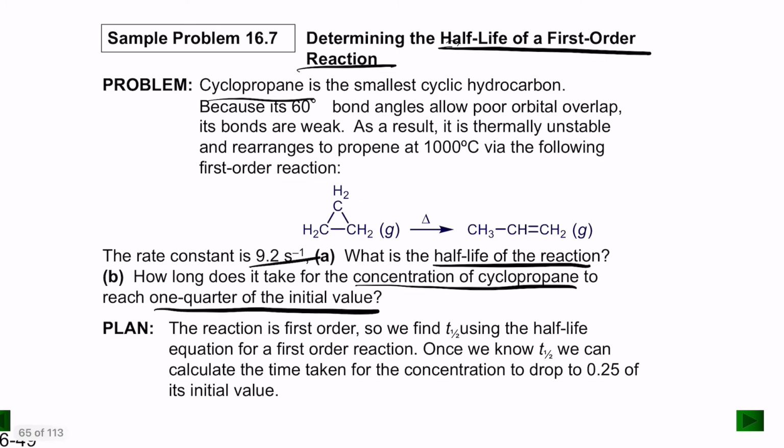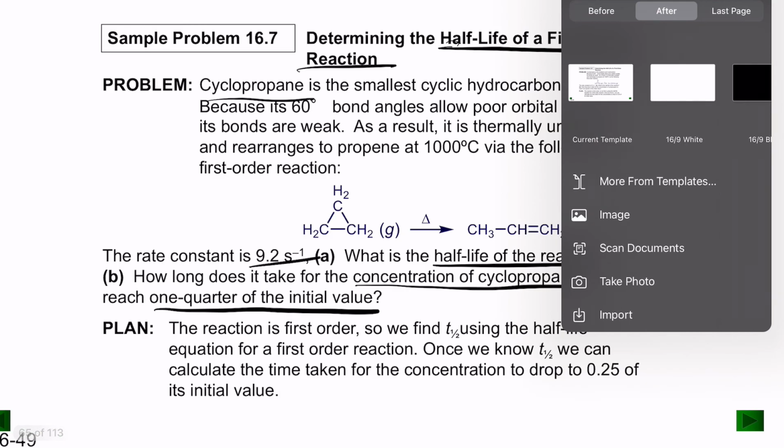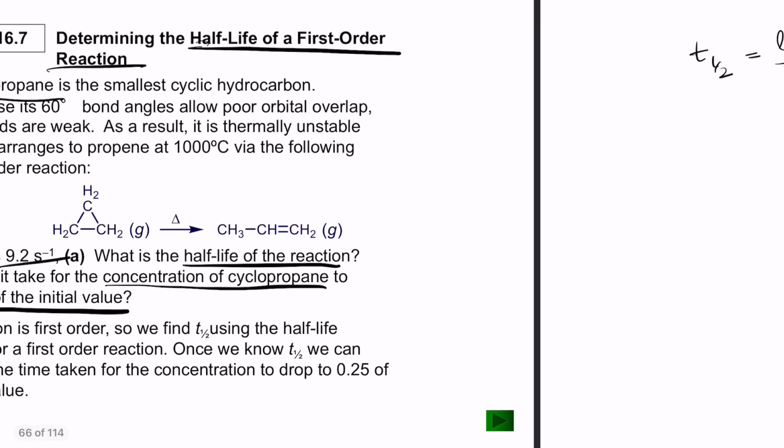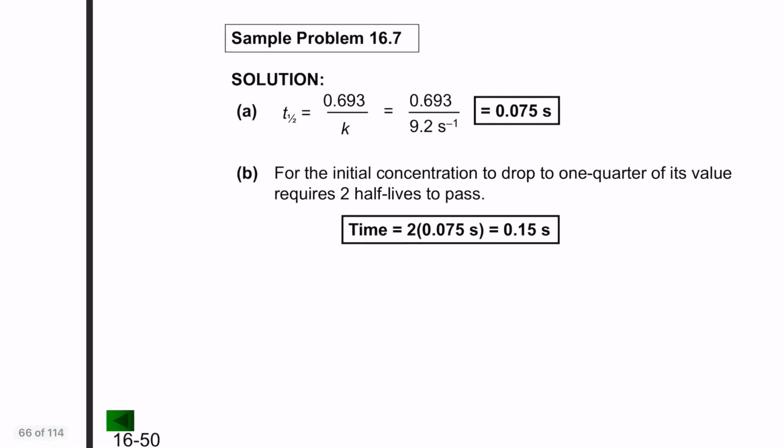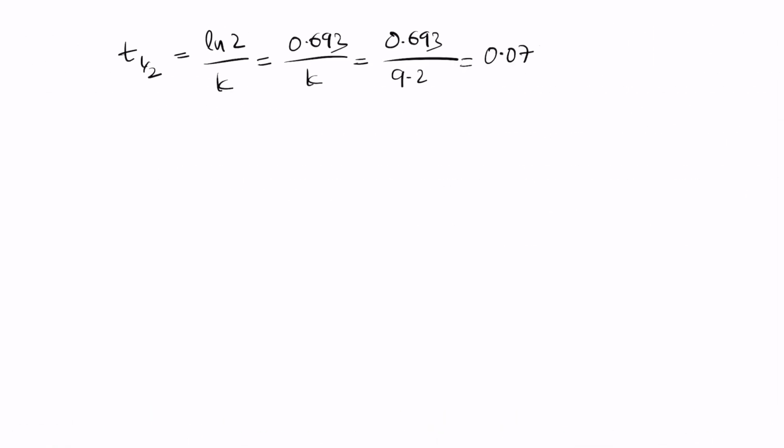Let's start with the first thing. We have to determine the half-life. Notice that they've given that it's a first order reaction. For a first order reaction, the formula is ln2 by k, which is 0.693 by k. The k value is given as 9.2 per second. So the half-life value will be equal to 0.075 second.